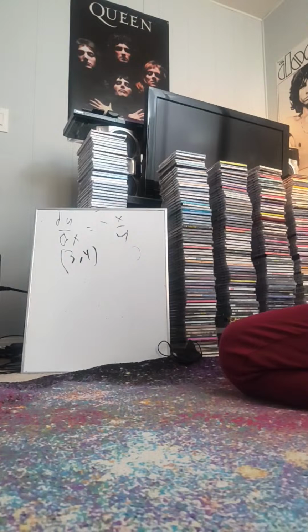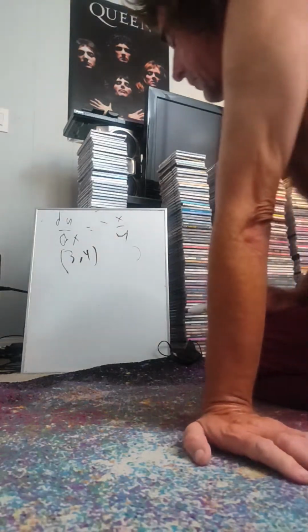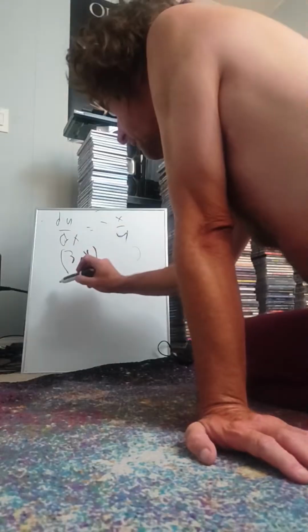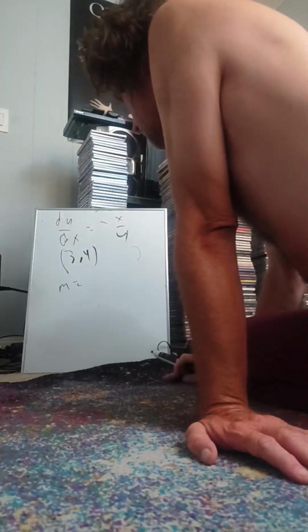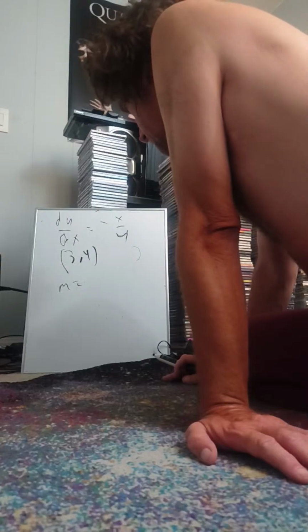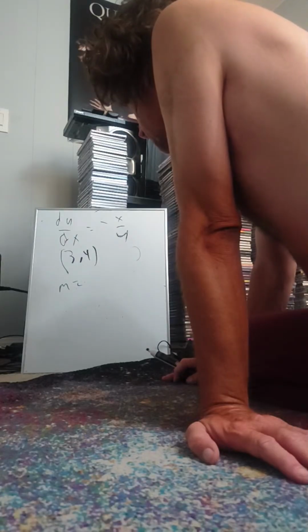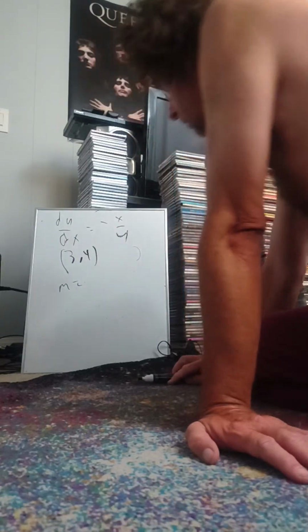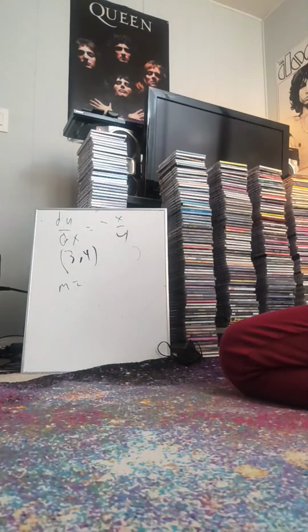What's the equation of the line tangent to the circle, x squared plus y squared is 25, at the point 3, 4? I'm going to use the point slope form of a line. If m equals the slope, point and the slope, point slope, okay, point slope.